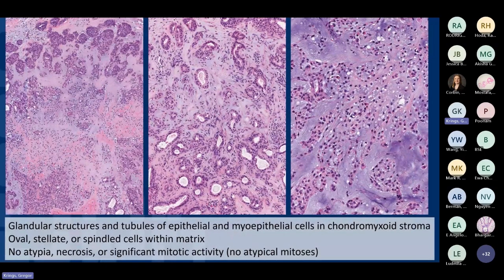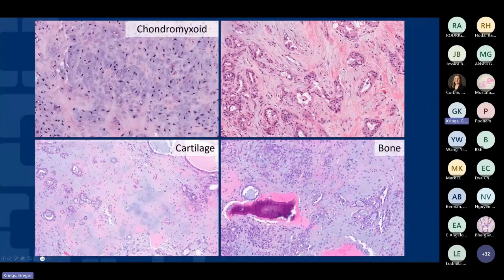These tumors are composed of glandular structures, either nested structures or tubules of epithelial and myoepithelial cells, again in a very characteristic, usually chondromyxoid stroma. Oftentimes there are also oval, stellate, or spindled cells within the chondromyxoid matrix that can be present either singly or in strands. And very importantly, these tumors have no atypia, necrosis, or significant mitotic activity, and certainly no atypical mitotic activity, in order to make this diagnosis.